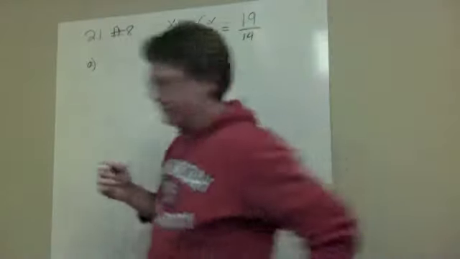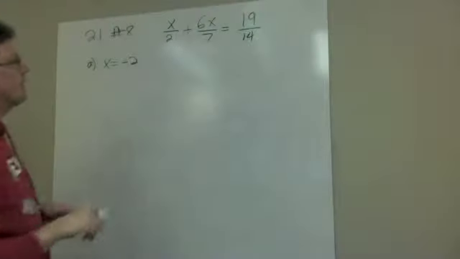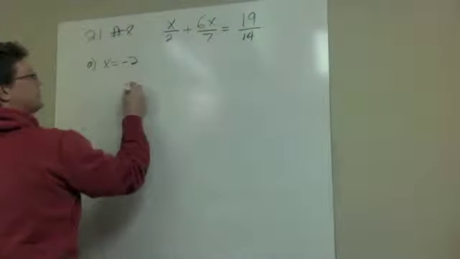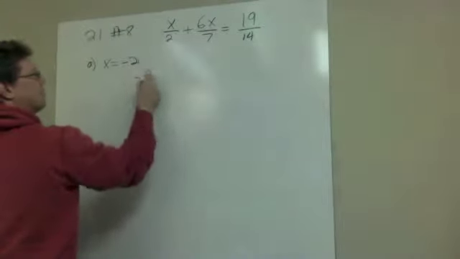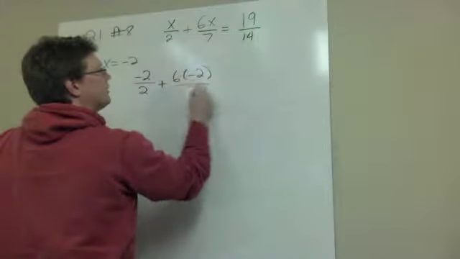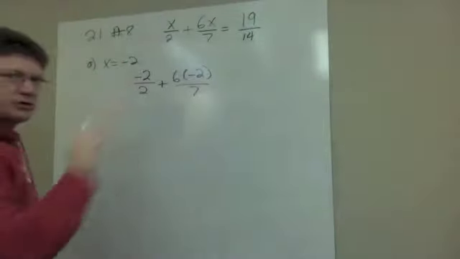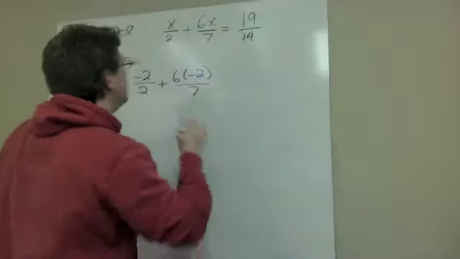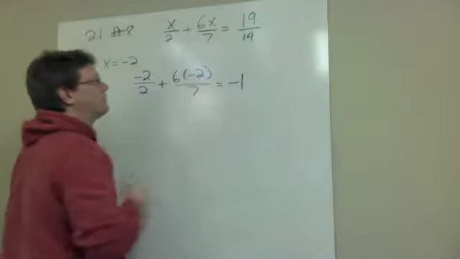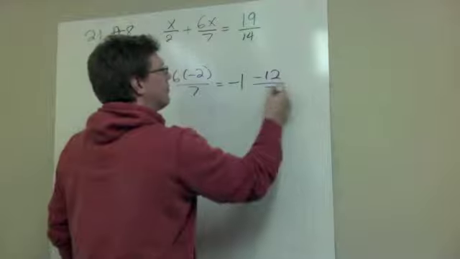So the first one is x is equal to -2. Okay? So what we do is everywhere where there's an x, we replace it with a -2. Right? So this is going to be -2 over 2 plus 6 times -2 over 7. Now I want to check and see if we get 19/14. We don't want to make that assumption. Okay? So -2 over 2 is -1. 6 times -2 is -12 over 7.